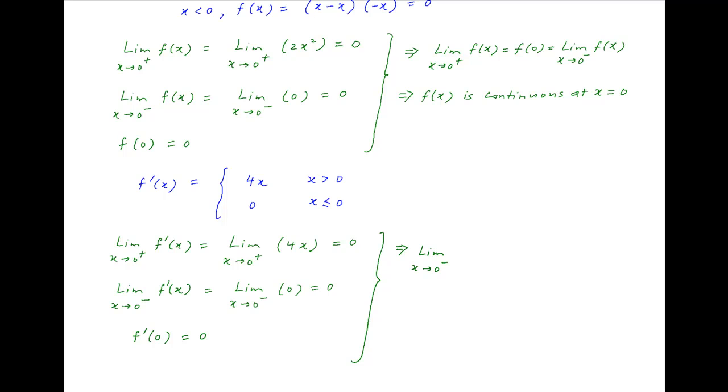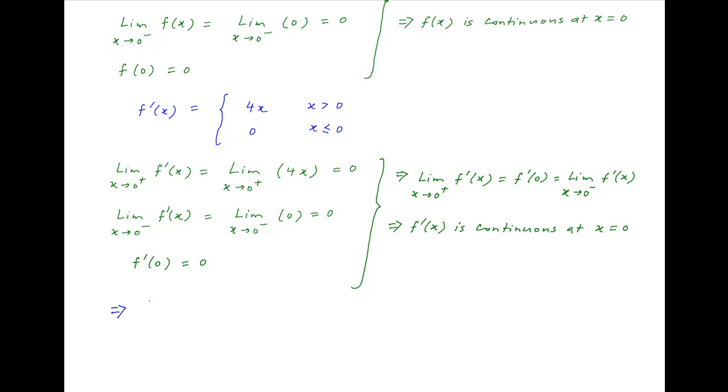Putting these results together, we note that the limit of f'(x) when x tends to 0 from the positive side is equal to f'(0), which in turn is equal to the limit of f'(x) when x tends to 0 from the negative side. Therefore, f'(x) is continuous at x equal to 0, and we've already noted earlier that f'(x) is continuous at all other points as well. Therefore, to conclude, both f(x) and f'(x) are continuous for all values of x, including x equal to 0.